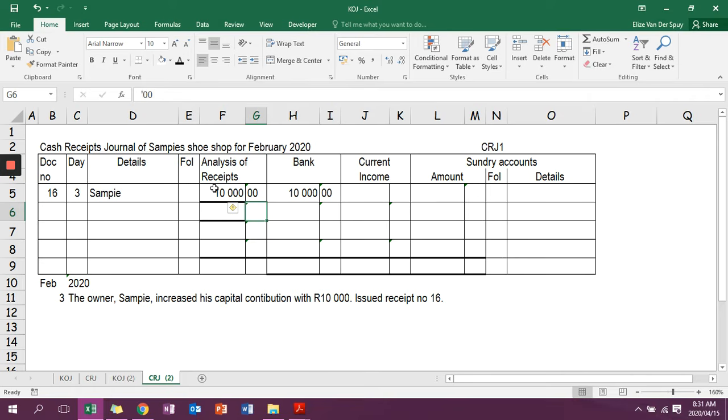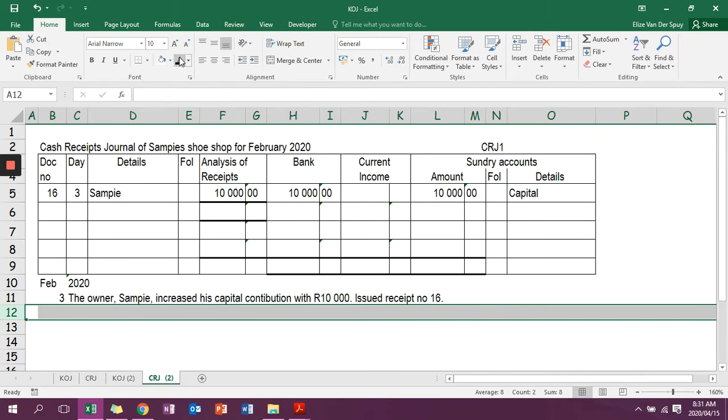Then I'm going to ask, what was this for? Why did we receive 10,000 Rand? Was it for current income? No. So therefore sundry accounts. So it's 10,000 Rand. But what? Specific what in sundry accounts? It was for capital. So we're only going to write capital. The general ledger's name is capital.